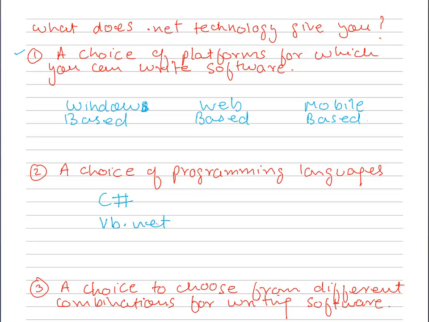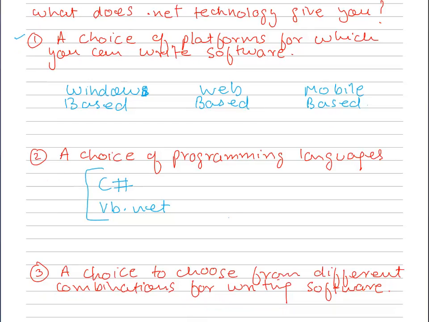In addition to this, you have a lot of other programming languages from which you can choose, and they all can be used for writing software which targets the .NET framework. So these are two programming languages which are provided by default when you install Visual Studio, or when you start programming with the .NET framework.